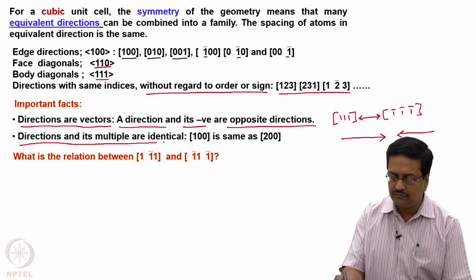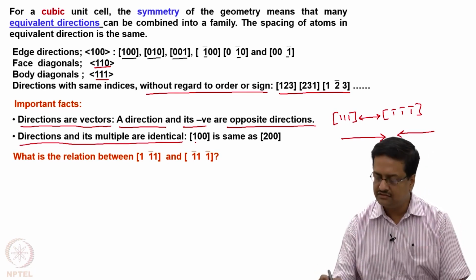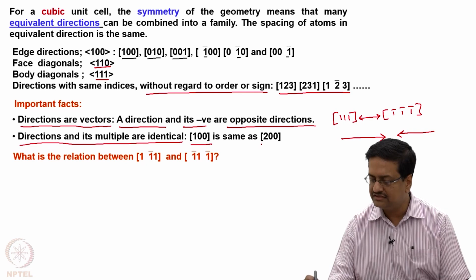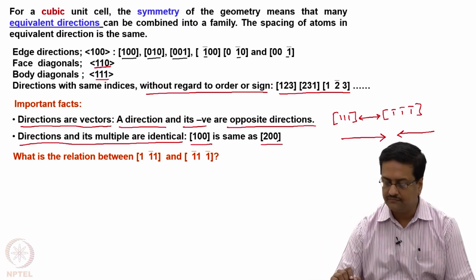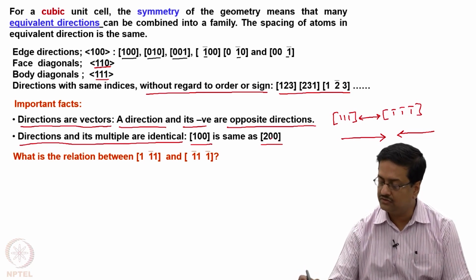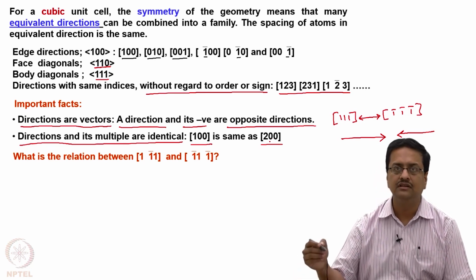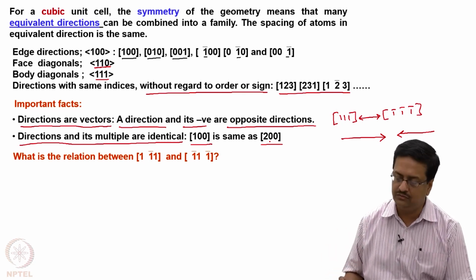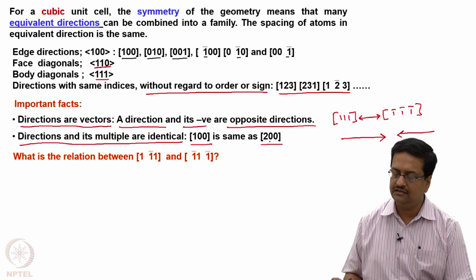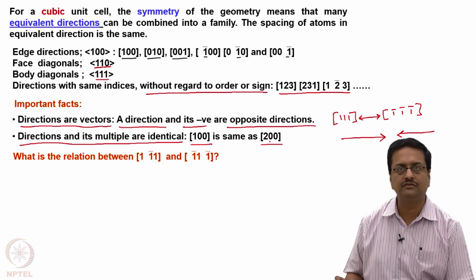Directions and their multiples are identical. That means [1 0 0] is the same as [2 0 0]. So in case of directions, one should always reduce the HKL indices to their minimum value and write that as the correct Miller indices for those directions.